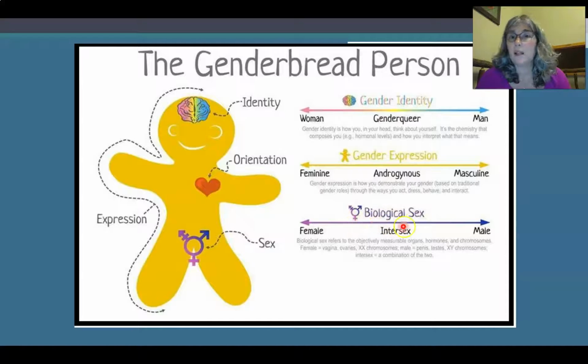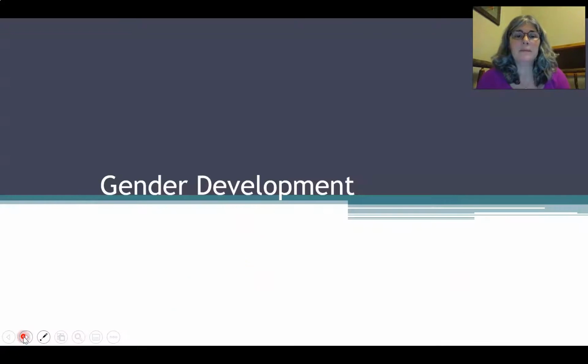Then you have your biological sex, which we have down here on our genderbread person to indicate biologically whether you are male or female. And I do want to point out one more thing on our genderbread person, which is orientation. That orientation is more about how you feel. All right, we will be coming back to that. We're going to be looking at it a little bit differently in a little bit. But first, let's take a look at gender development. Let's take a look at some research differences on males and females.